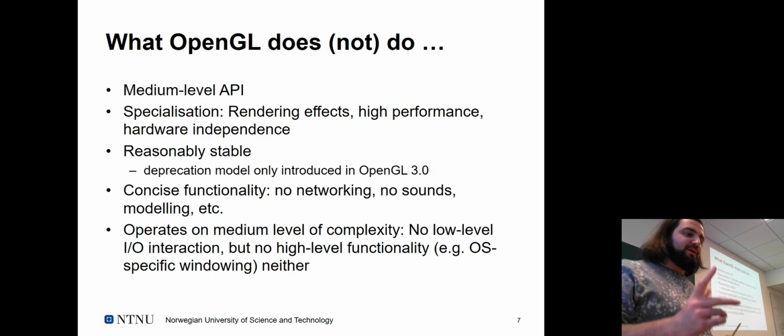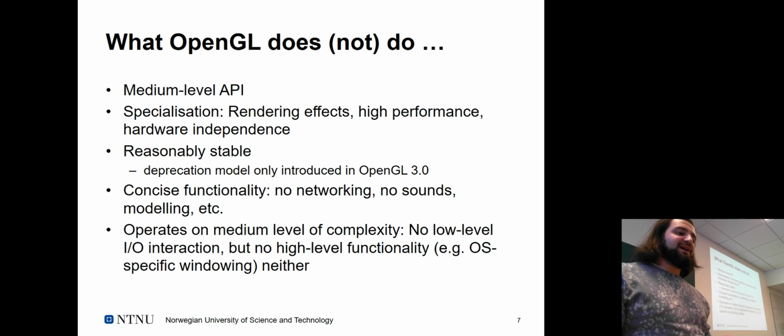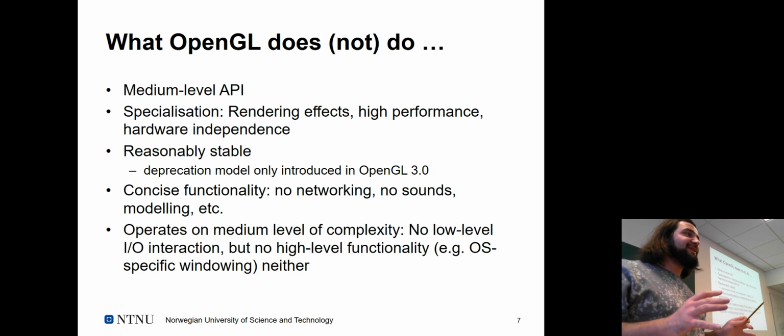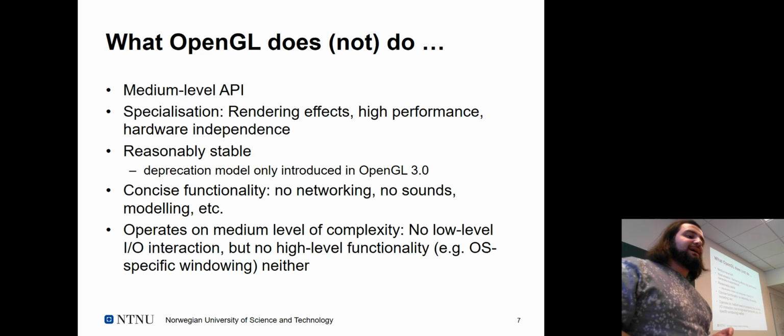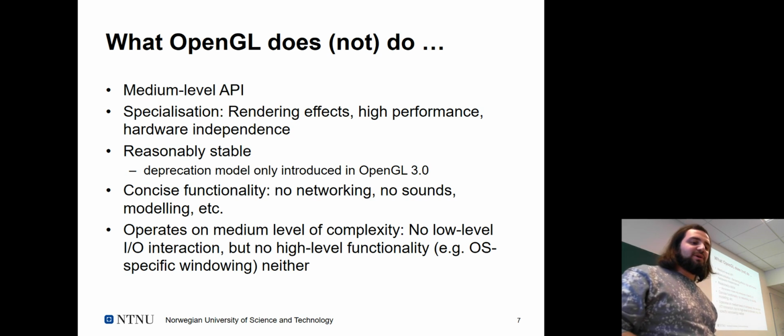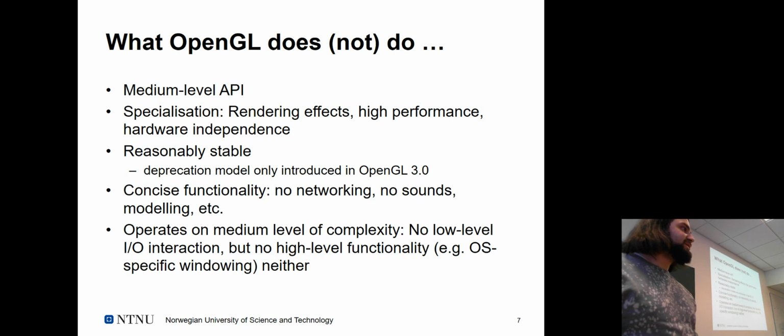Yeah, before talking about IrisGL, what does OpenGL do and what does it not do for us? You mentioned the two kinds of low-level understanding, but it's considered a medium-level API, and it's mostly intended for rendering effects, to be high performance, independent, cross-platform and flexible, and it's pretty stable. The deprecation model was introduced in the third version. So do you know what deprecation is?